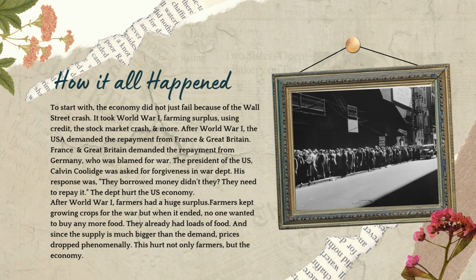How it all happened. To start with, the economy did not just fail because of the Wall Street crash. It took World War I, farming surplus, using credit, the stock market crash, and more. After World War I, the USA demanded the repayment from France and Great Britain. France and Great Britain demanded the repayment from Germany, who was blamed for the war. The president of the U.S., Calvin Coolidge, was asked for forgiveness in war debt. His response was, "They borrowed money, didn't they? They need to repay it." The debt hurt the U.S.